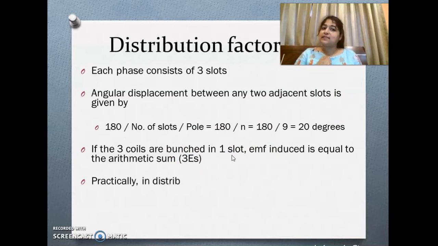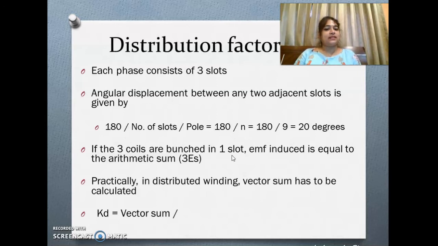But that is not the case in distributed winding. Practically in distributed winding, the vector sum has to be calculated. We need the phasor sum, just as we have seen in the pitch factor. We will see a similar type of arrangement here.